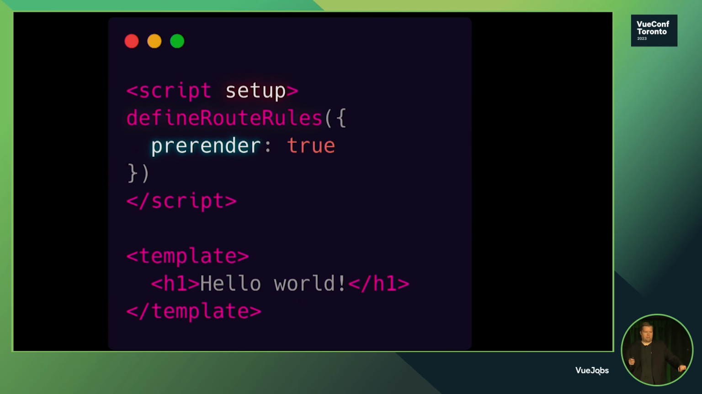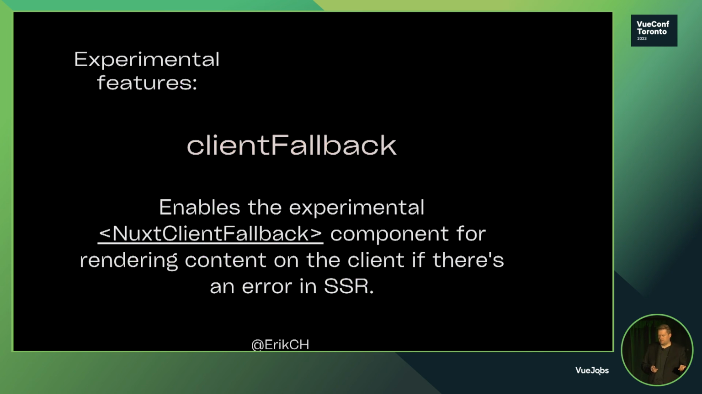So we have defineRouteRules. You can put prerender too. So instead of doing it in your Nuxt config for every single route that you have, you can just set this defineRouteRules. You can do prerender, incremental static regeneration, static site generation. You can do it in a sort of hybrid mode that you want in your Nuxt app. I think it's just a little easier to do than putting it in the Nuxt config. I guess it depends on your preference.